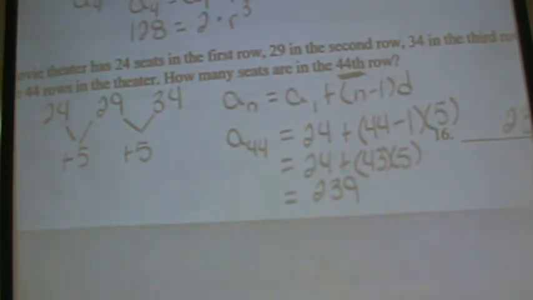And that is the end of the partner test. Remember that you also need to know the formulas for tomorrow, the recursive and the explicit, for both arithmetic and geometric sequences.